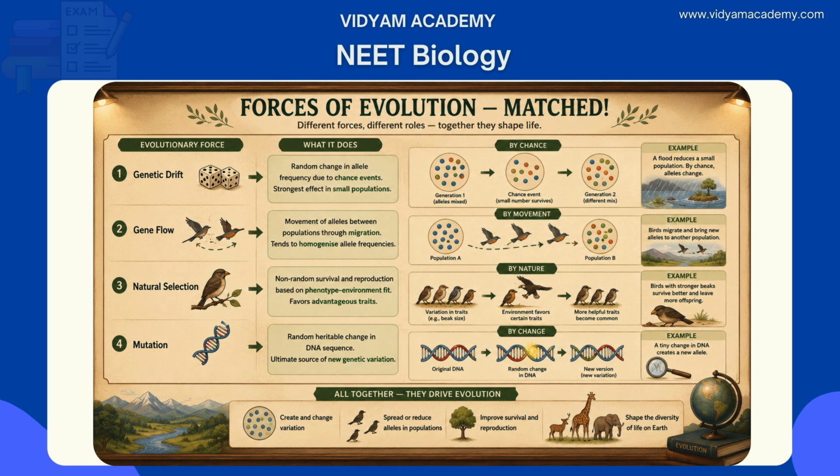Natural selection, the third one which matches C, is the non-random process where individuals with phenotypes better suited to their environment survive and reproduce more successfully, systematically increasing the frequency of advantageous alleles. Finally, mutation, the fourth one which matches D, is a random heritable change in DNA sequence and is the ultimate source of all new genetic variation. Without mutation, none of the other three forces would have alleles to act upon.